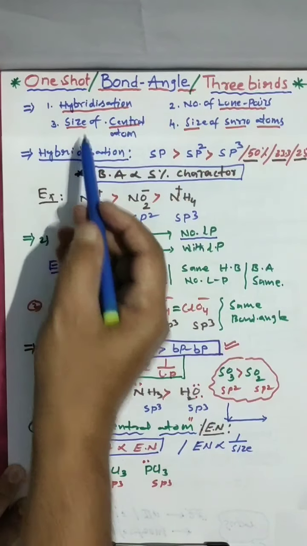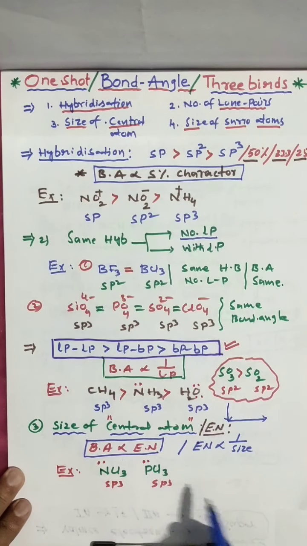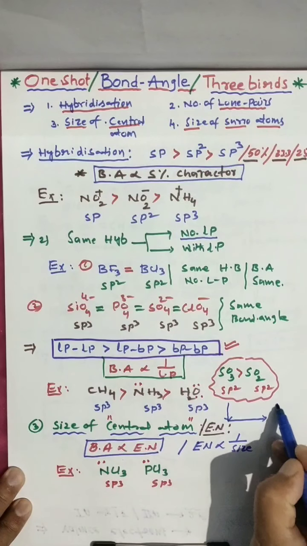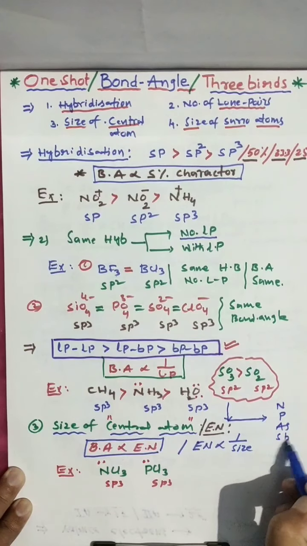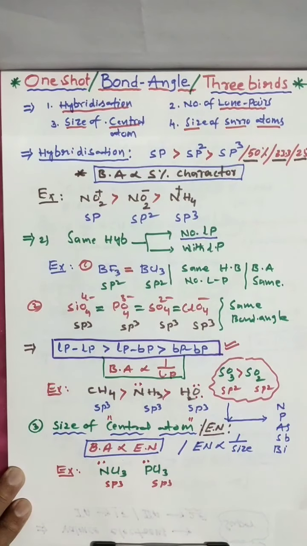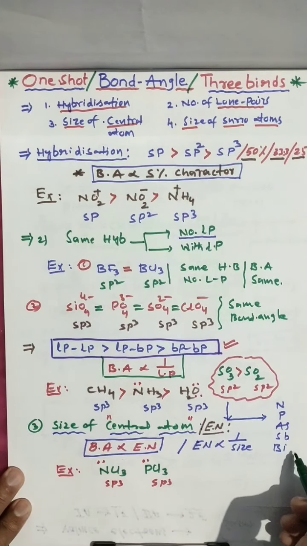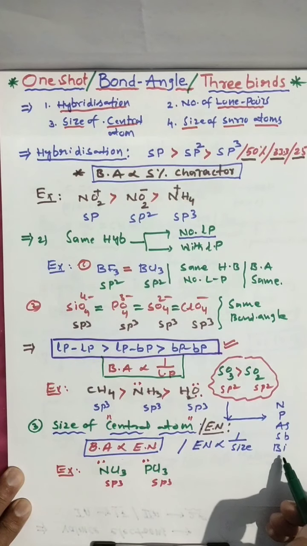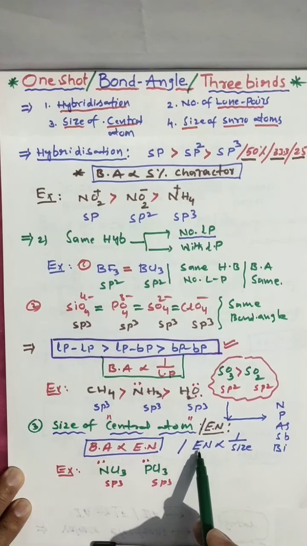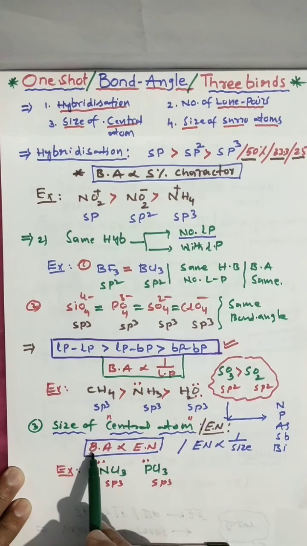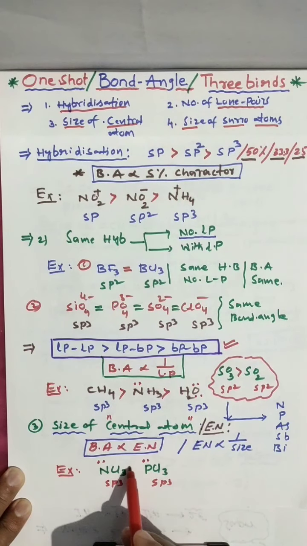Then what do we have to see? Size of the central atom. Nitrogen, phosphorus. See, the nitrogen family you know very well: nitrogen, phosphorus, arsenic, antimony, bismuth. This is the nitrogen family we are calling. Down the group, size increases. Size increases, electronegativity decreases. Electronegativity decreases, bond angle decreases. Clear? Bond angle decreases. Finish.